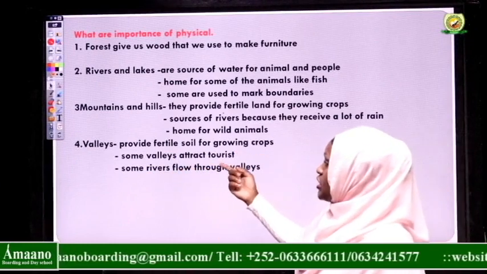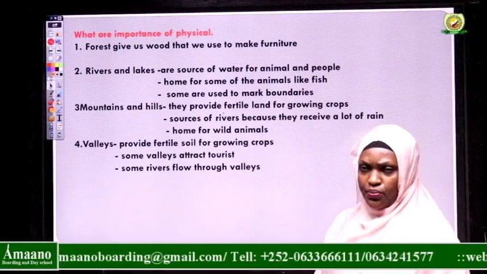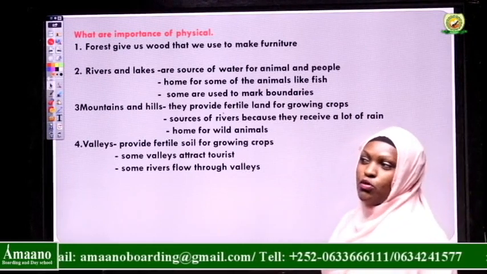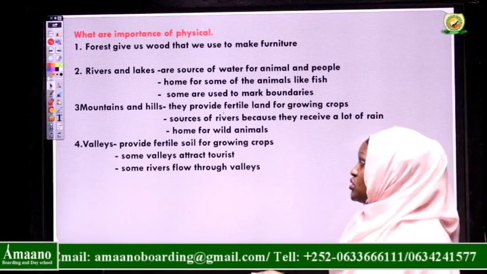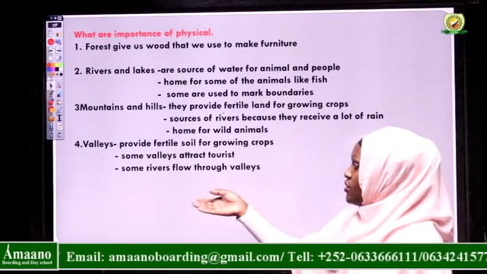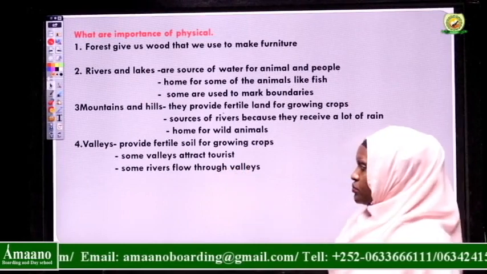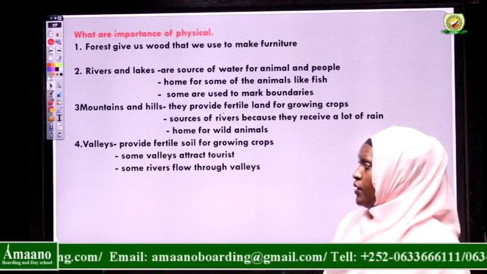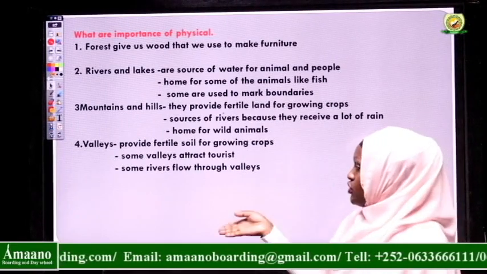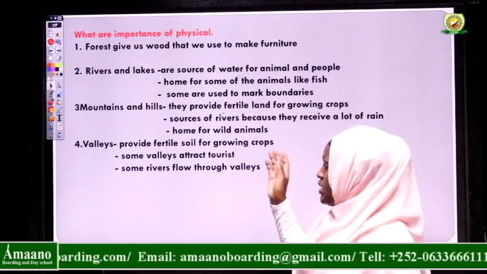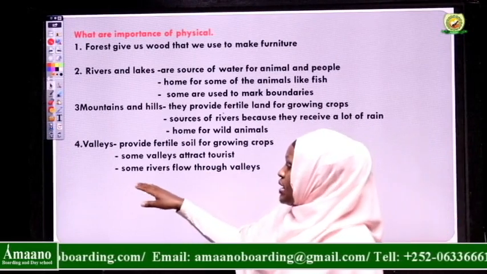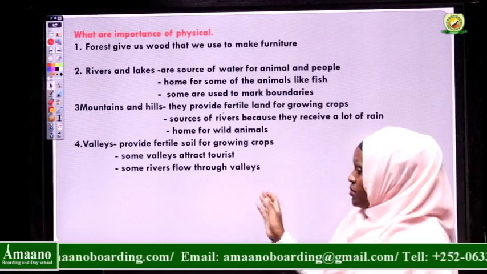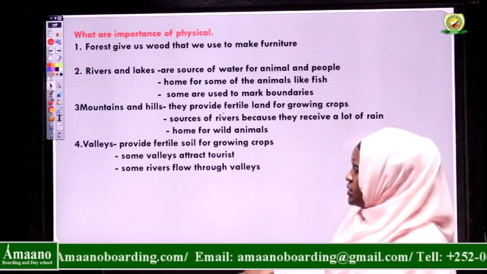Some valleys attract tourists. Who are tourists? Tourists are people who move from their country to another country to see the physical features. So the valleys attract tourists. And when the tourists come into a country, the government gets money, the tax that they pay. And number 3, we say some rivers flow through the valleys. Some rivers flow from the valleys.